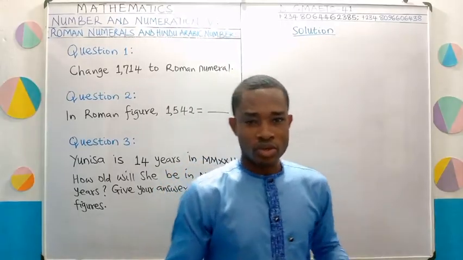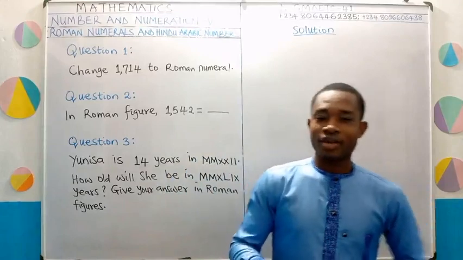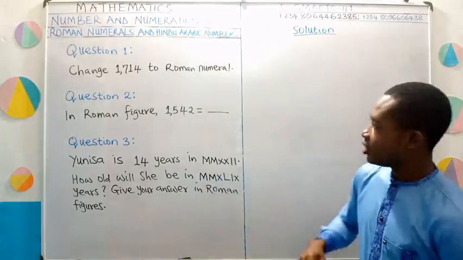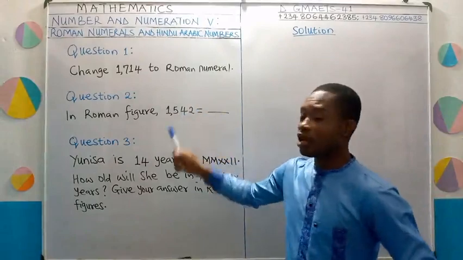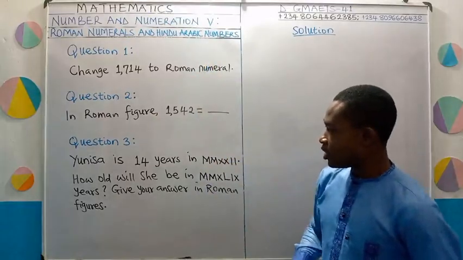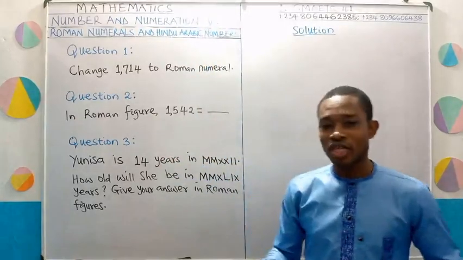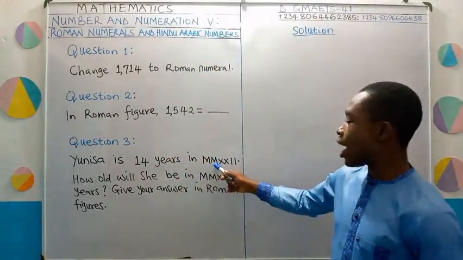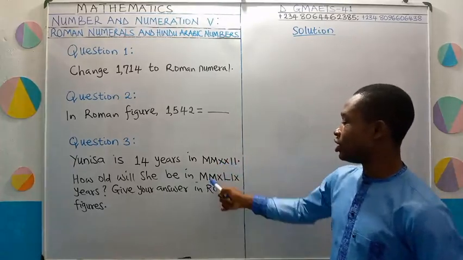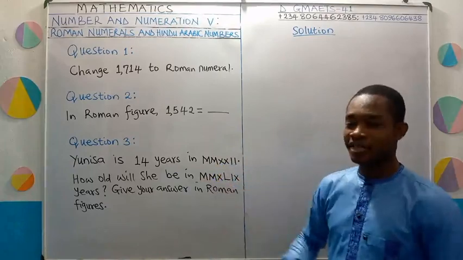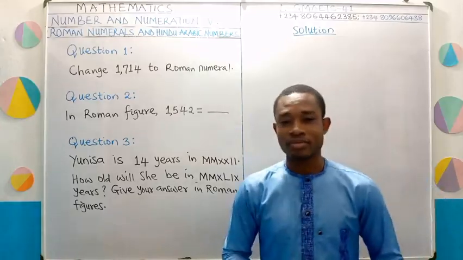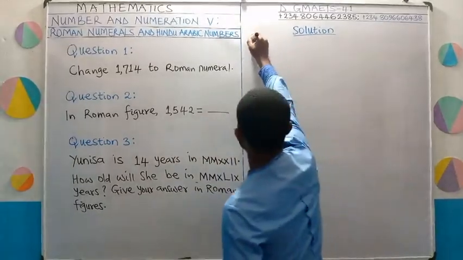In the following questions, it is required that we obtain the Roman figure value of some numbers. Now these numbers are written in Hindu Arabic, so we have to change them to Roman numerals, right? Then in question number 3, it's about Eunice. She is 14 years in MMXXII. Now how old will she be in MMXLIX? You're required to give your answer in Roman figures. So let us move straight on to the first question.